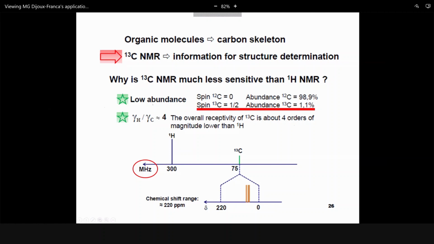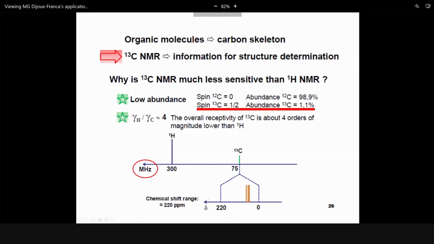We need this. Well, we have less sensitivity compared to the proton NMR. It's because of the low abundance of the carbon-13. It's, as I said, 1.1% compared to the carbon-12, which is almost 99%.